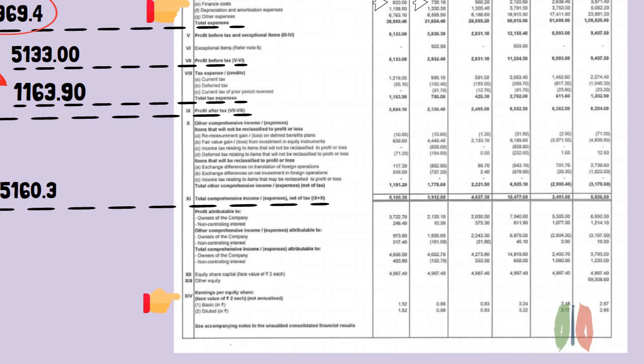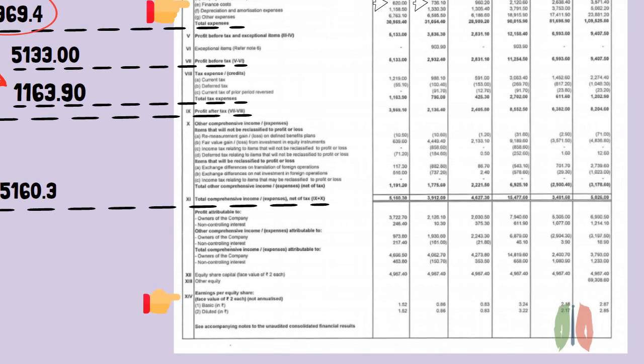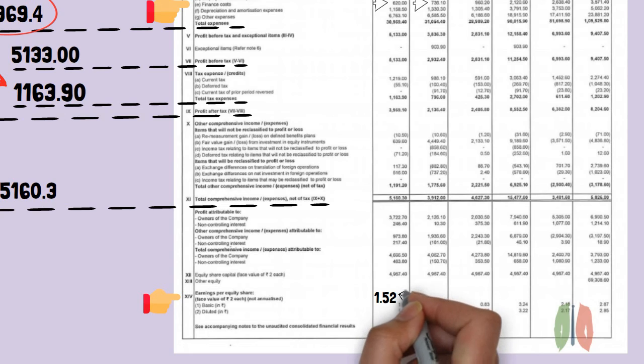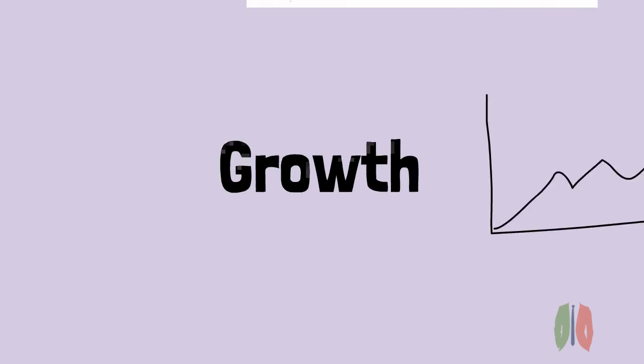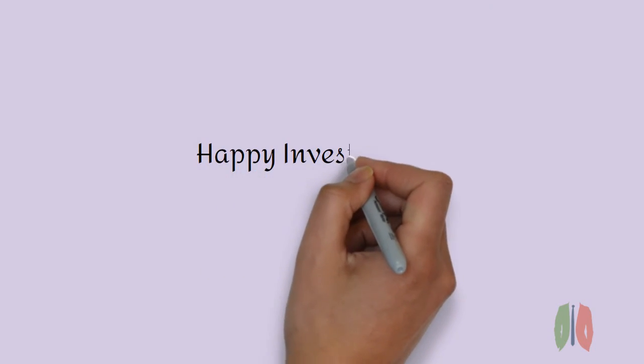And in the last section here we can see the earnings per share. In the previous quarter, Sequence Scientific had earnings per share of 0.86 paise, whereas in this quarter Sequence Scientific has 1.52 paise, which is almost double. This is a good sign for this company, so we can consider investing in this company.